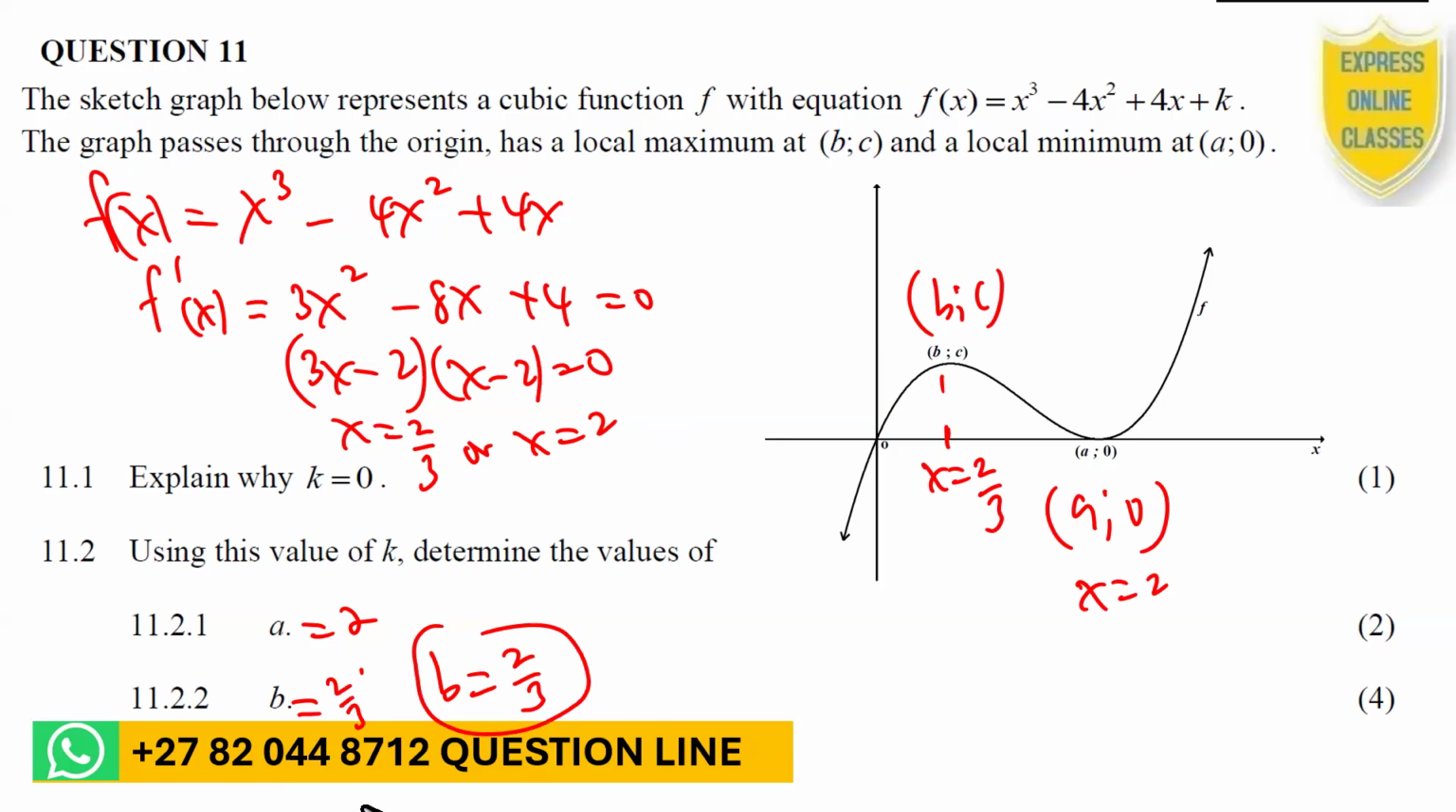Any question? Anything you'd like to understand?